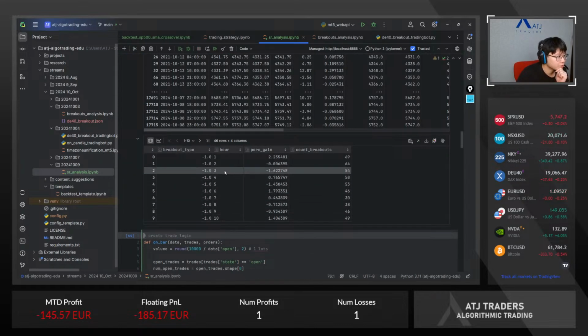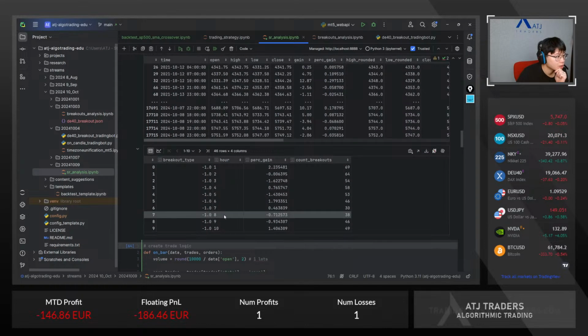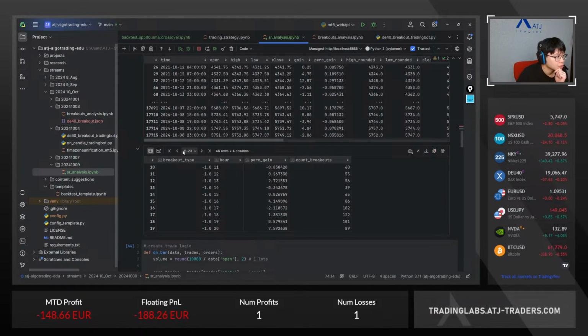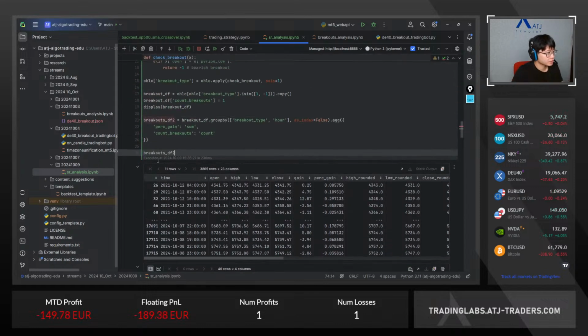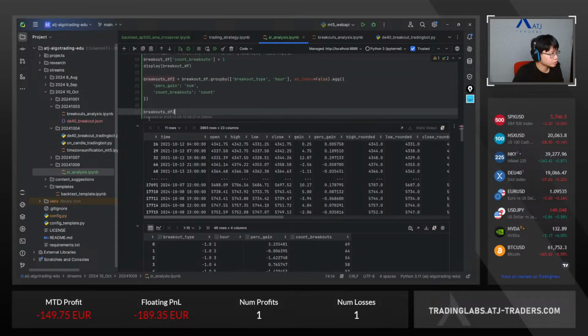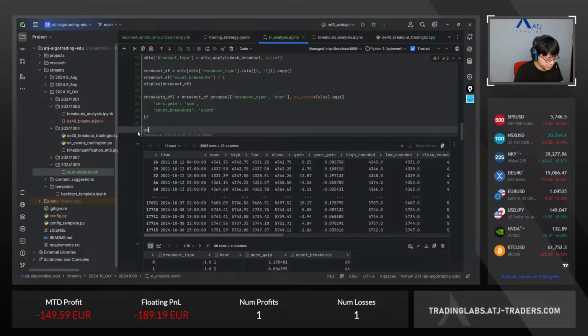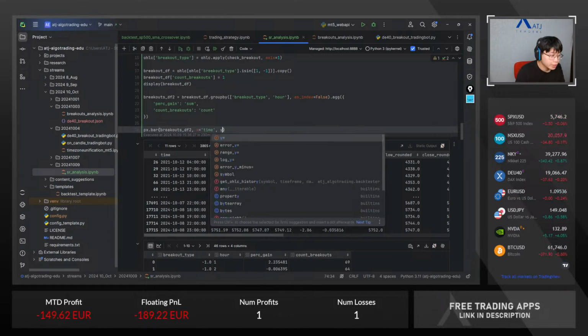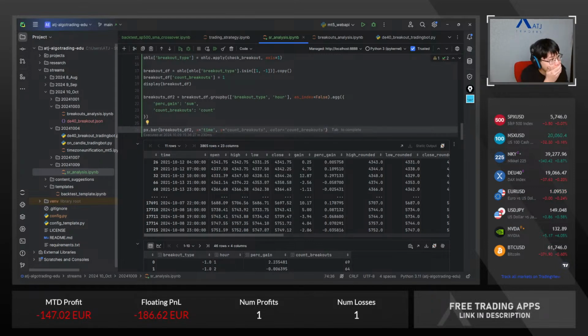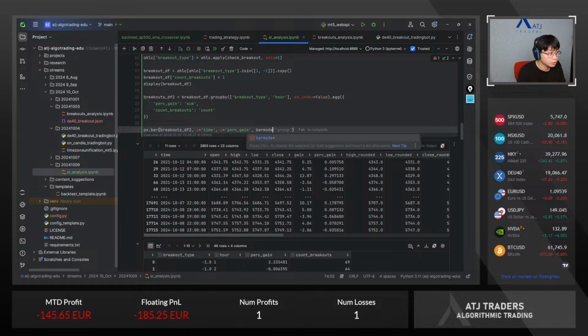So we look at the hour. So we have hours from 0 to 10, or 24. And maybe I think it's time to visualize that, because we can't read anything from this chart. So I'm actually going to create a bar chart. So px with bar, and we're going to have a look at breakouts df2. And x is equal to time, and y is equal to percentage gain, and here bar mode is equal to group.